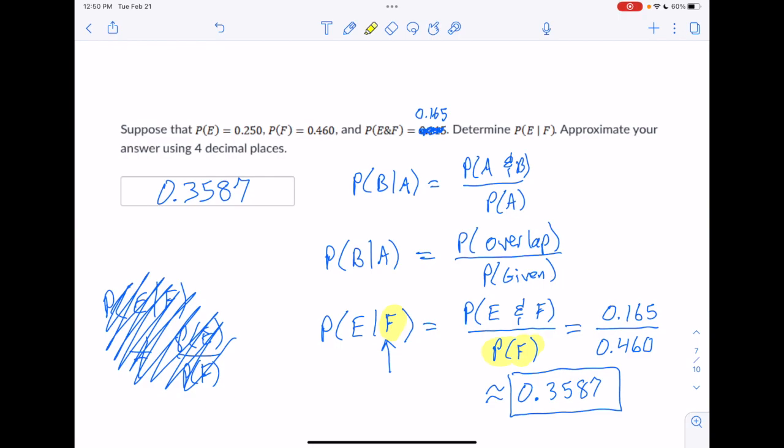All right, so quick division gets us there. We just got to make sure we're using the formula correctly.